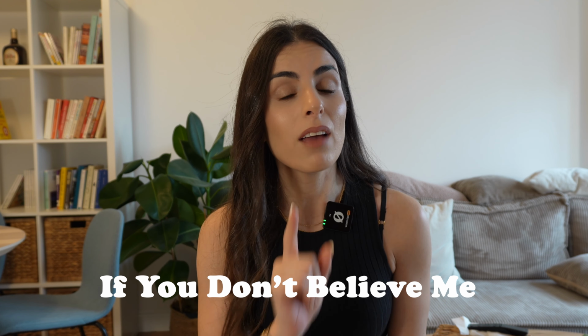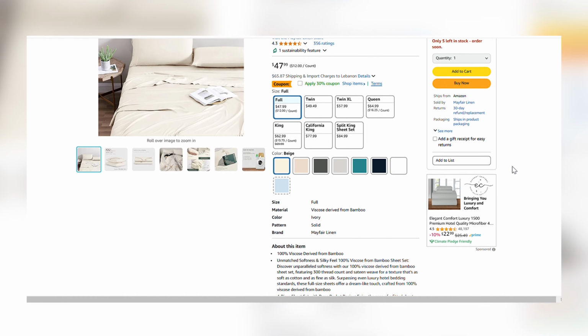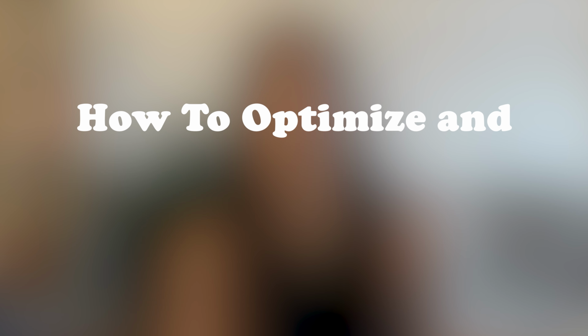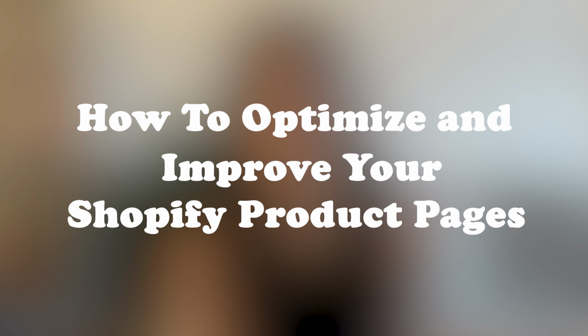This is where your potential customers are going to sit and they are going to make the final decision. If you don't believe me, look at the Amazon product pages and see how much time and effort they have put in there. So are you ready to improve your business by improving these pages? Let's get started because in this video, I'm going to give you a step-by-step guide into how to optimize and improve your Shopify product pages.